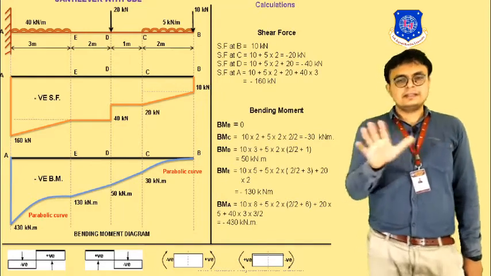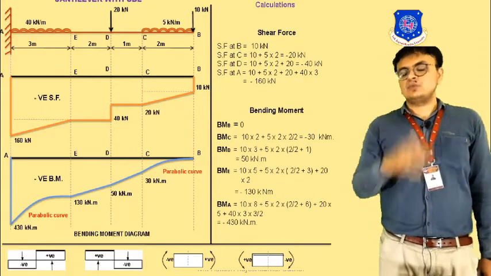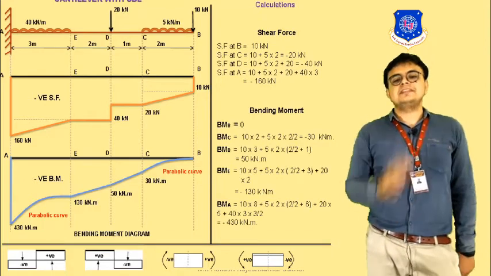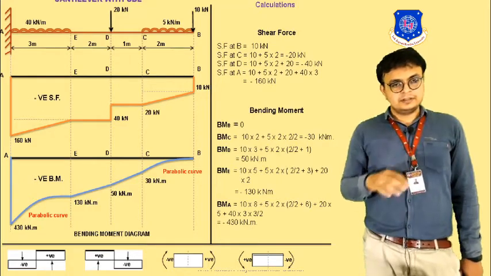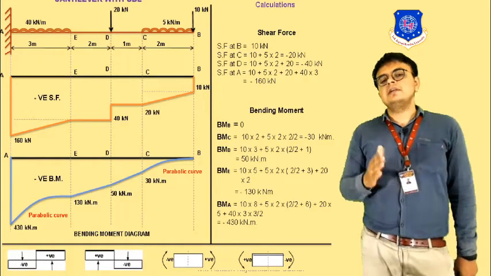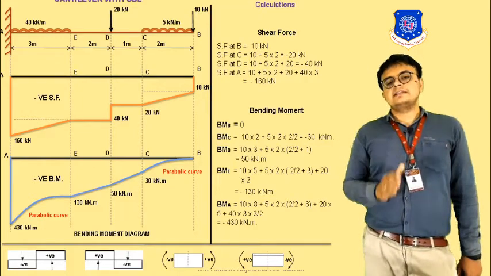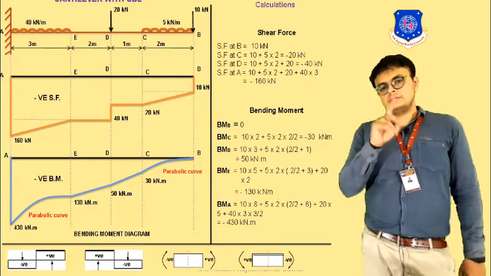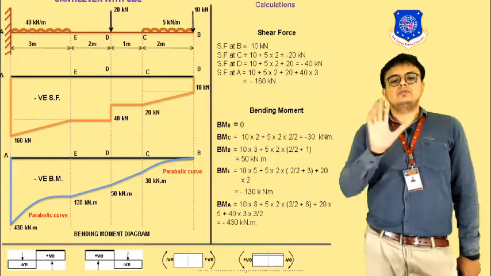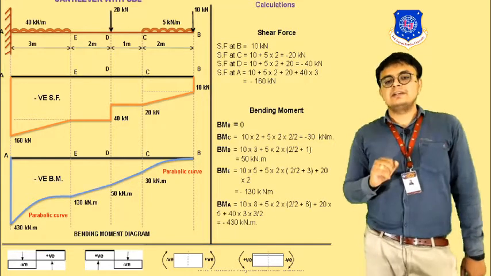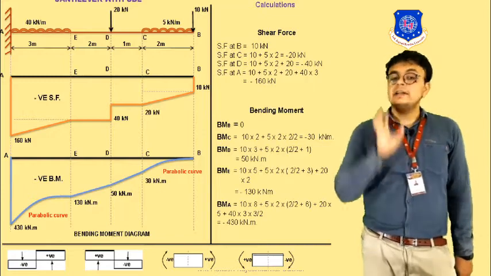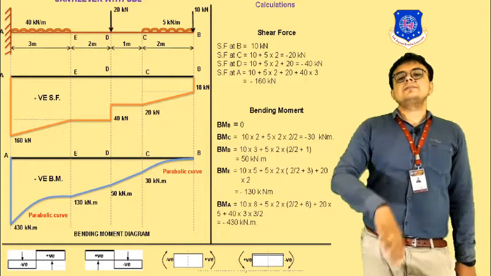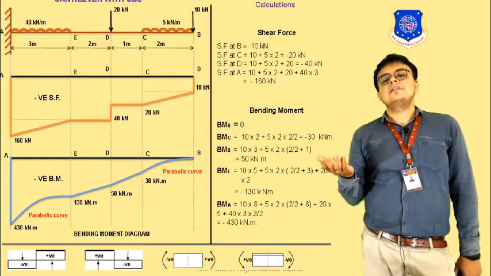I think in the lectures so far, whatever sums we have done, it is clear how to take the moment for the UDL. We just have to convert this UDL into a concentrated load, and take the lever arm as the center of the span. Right? So 2 into 2 by 2. So finally, we are getting the bending moment at C equal to 30 kilonewton meter, and it will be in the negative sign because it is in the clockwise direction from the right hand side of the joint.